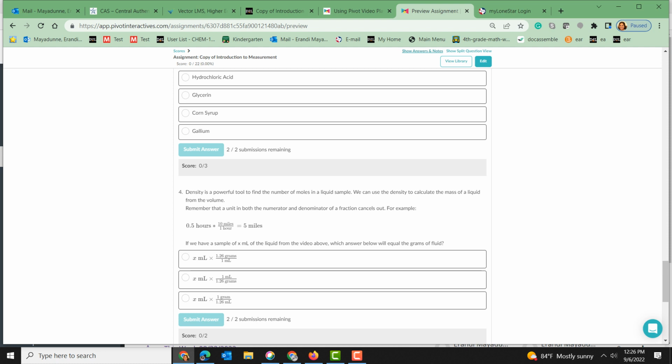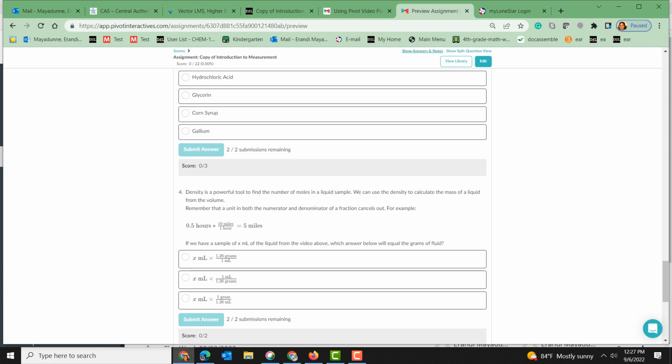Desired unit equals given unit times desired unit divided by given unit. So here, the given unit cancels, and you end up with the desired unit.